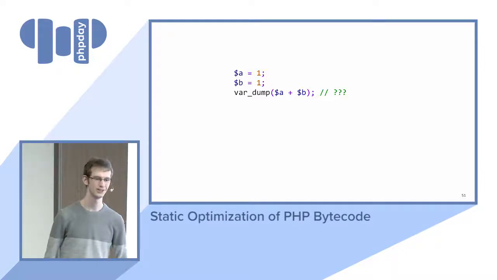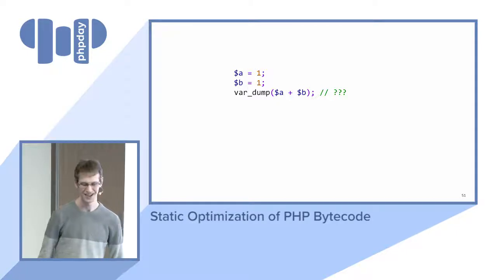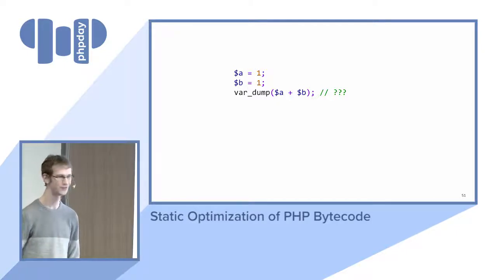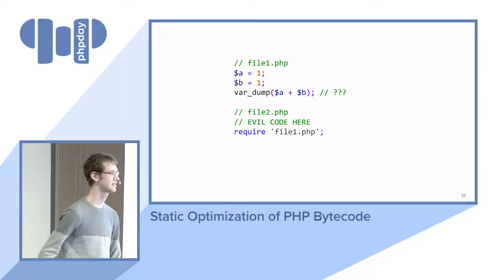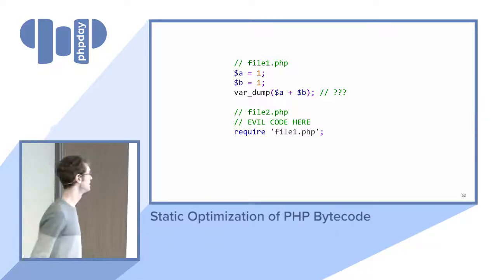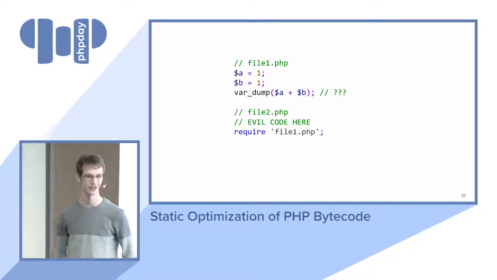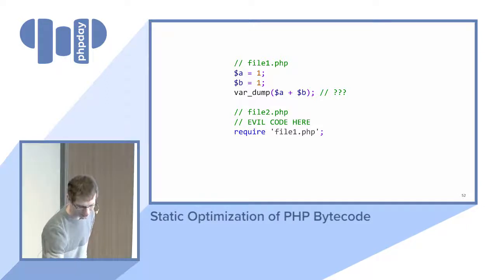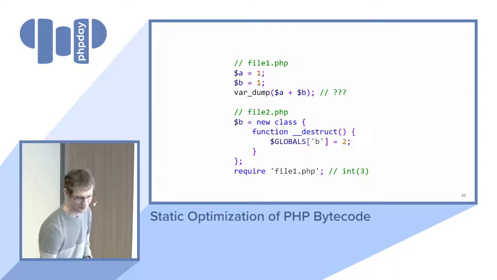So a is 1, b is 1, we add them together. What do you think the result is? 2? Yeah, I think usually the answer would be 2. But that's only the case if the file is run directly. If we run it indirectly, we include it somewhere else, then that's no longer generally the case. And actually there are quite a few things you can do here. This is just one of them.